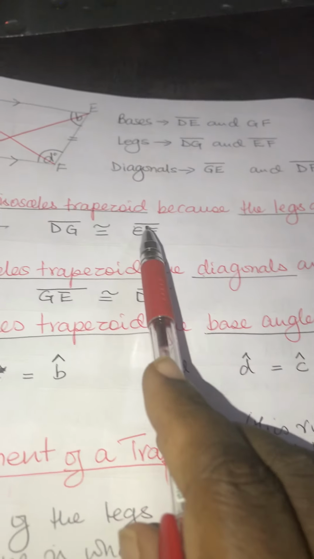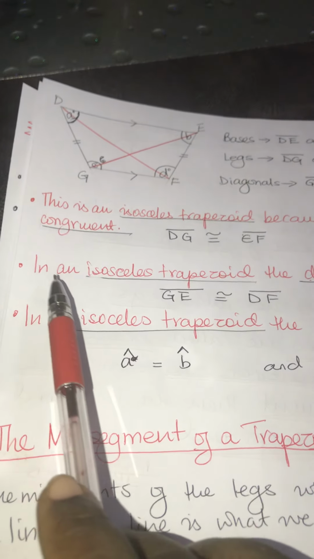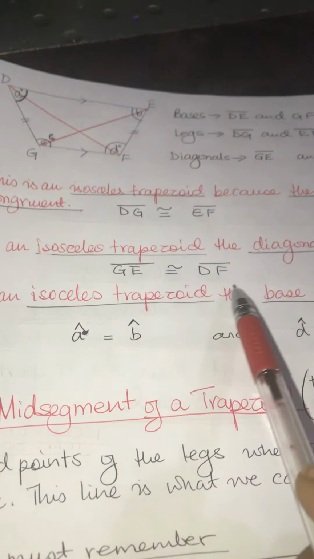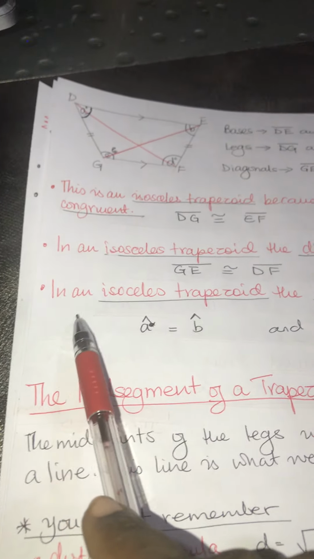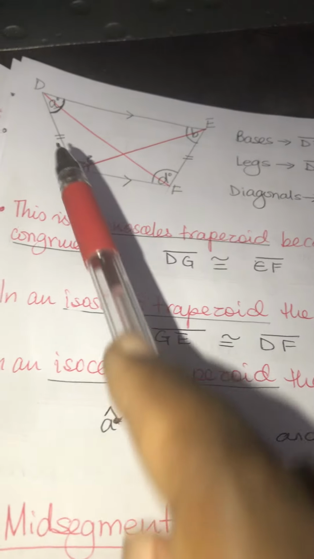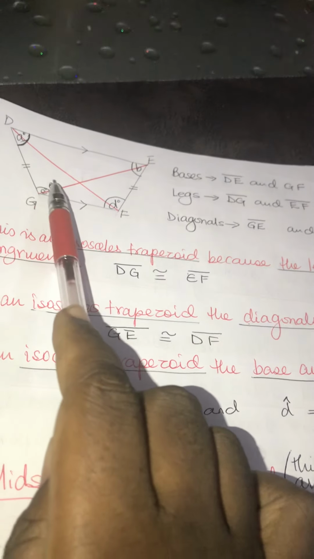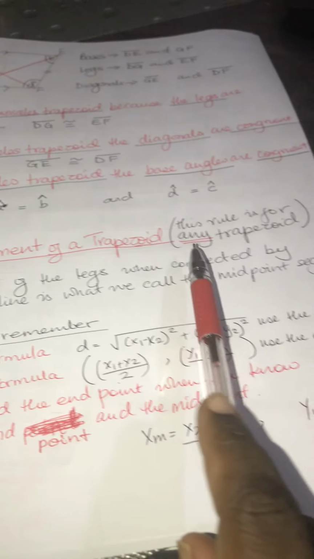So this is an isosceles trapezoid because the legs are congruent. And then I wrote it like this: in an isosceles trapezoid, the diagonals are congruent. Then I wrote my diagonal names and the congruency sign. In an isosceles trapezoid, the base angles are congruent. Then I said A is congruent to B and C is congruent to D. Okay? Then now we need to do the mid-segment of a trapezoid.